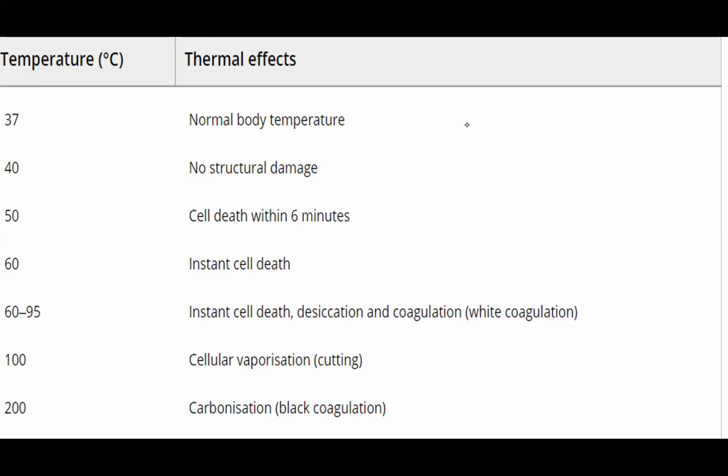White coagulation. 100 degrees Celsius will cause cellular vaporization and will give the effect of cutting of a tissue. Up to 200 degrees Celsius, of course, which some of the instruments you will see shortly can go above, will cause carbonization, that is black coagulation of the tissues.